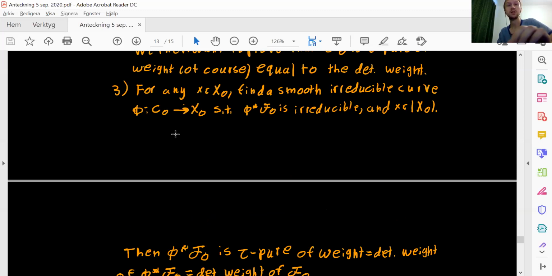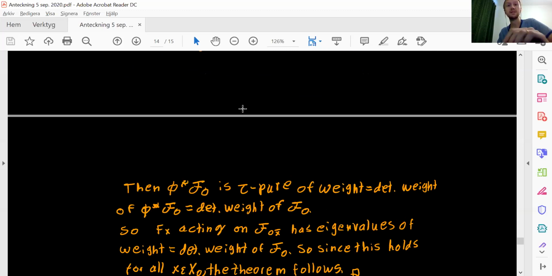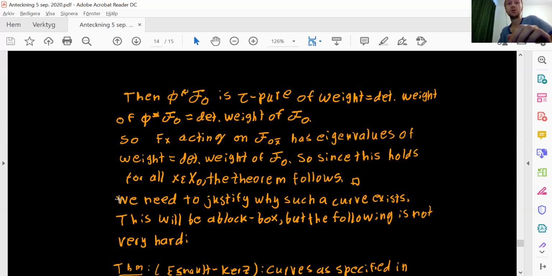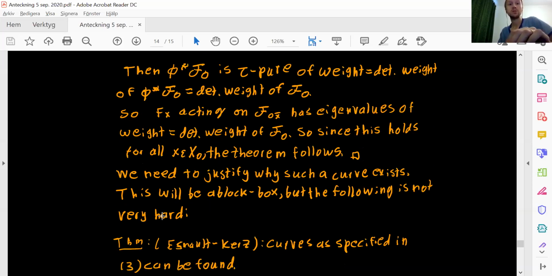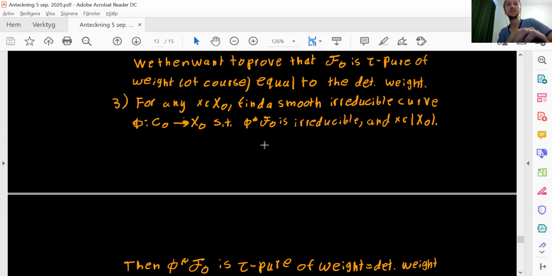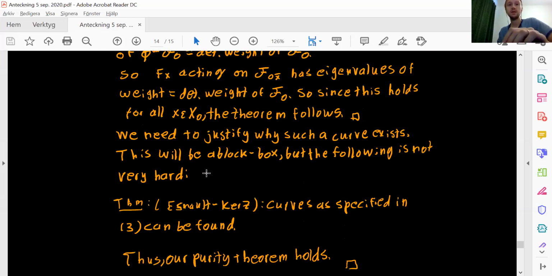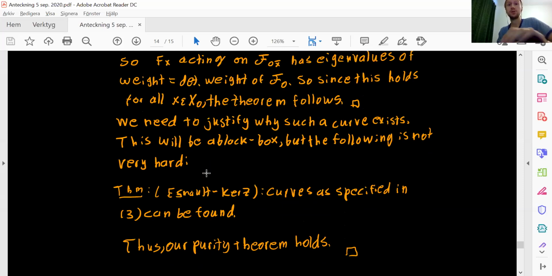Of course, you might then ask, why do curves like this exist? This will be a black box for our talk, but you can prove the following, which is not extremely hard. There's a theorem by Hélène Esnault and Moritz Kerz that you can find curves as I specified in 3 here. So the purity theorem holds because we're just reducing to the case of curves.